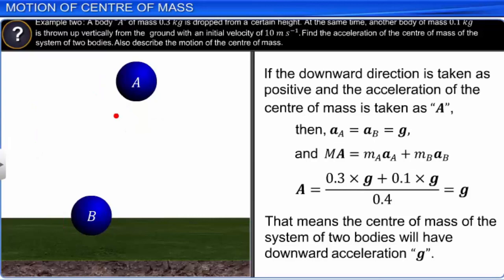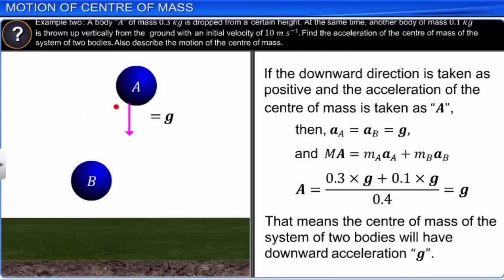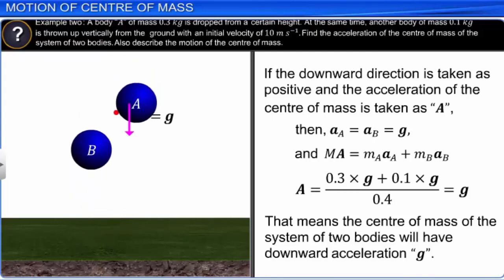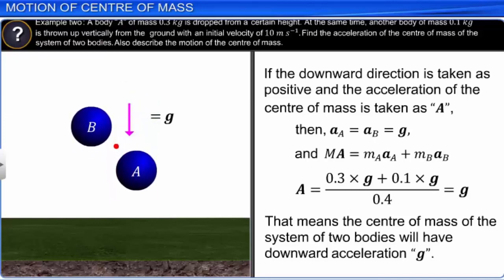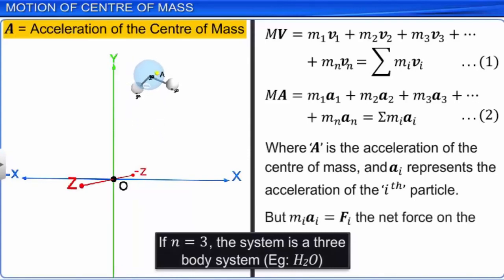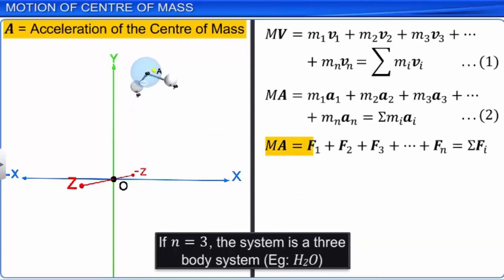Since the center of mass has initial velocity in the upward direction and acceleration in the downward direction, it initially moves up with decreasing velocity, reaches a maximum height and then starts moving down. But miai is equal to Fi, the net force acting on the ith particle. So Ma is equal to F1 plus F2 plus F3 and so on, plus Fn, which is equal to sigma Fi.